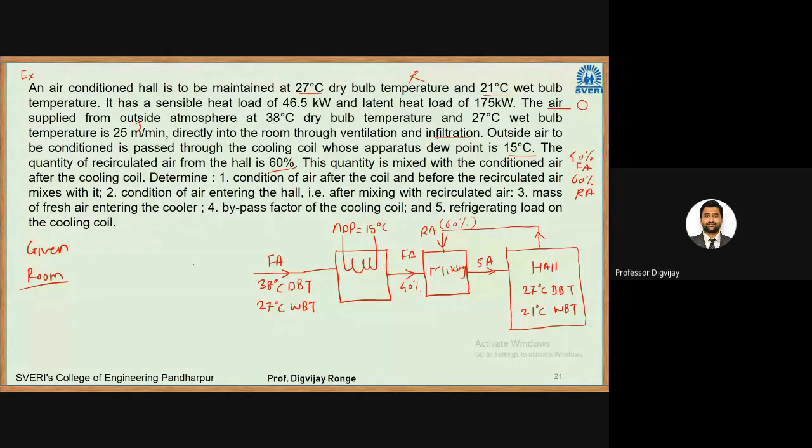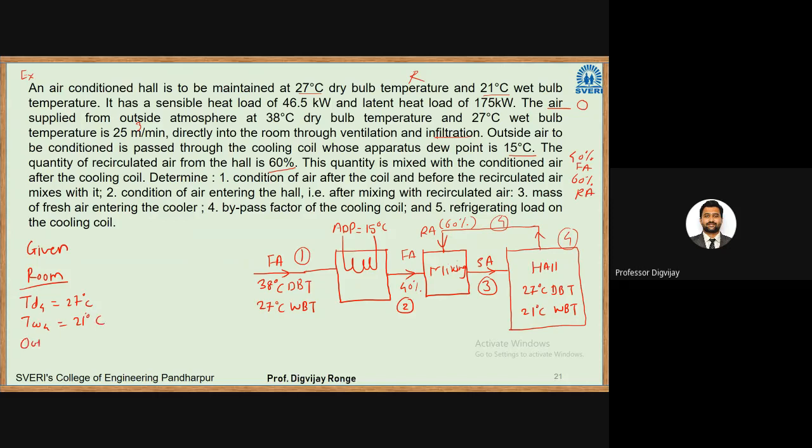So see here, I'll give some numbers today. Let us assume this is point 1, and after cooling it goes to point 2. Then after mixing it goes to point 3. Let us say this room condition is at point 4. So return air also will be point 4 condition. So room condition here, we have to maintain dry bulb temperature TD4 as 27 degrees Celsius, then TW4 21 degrees Celsius.